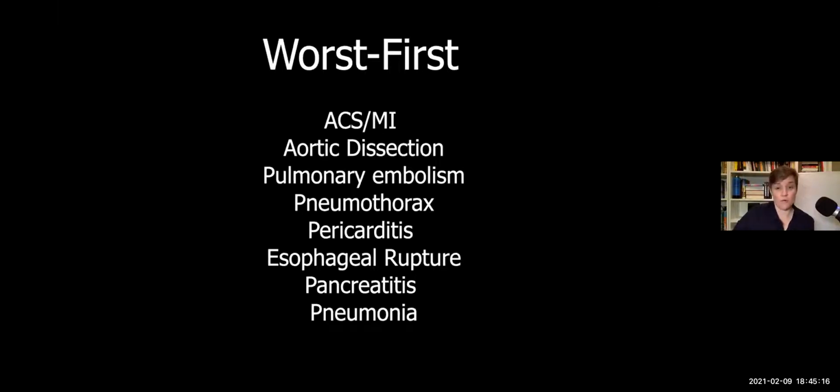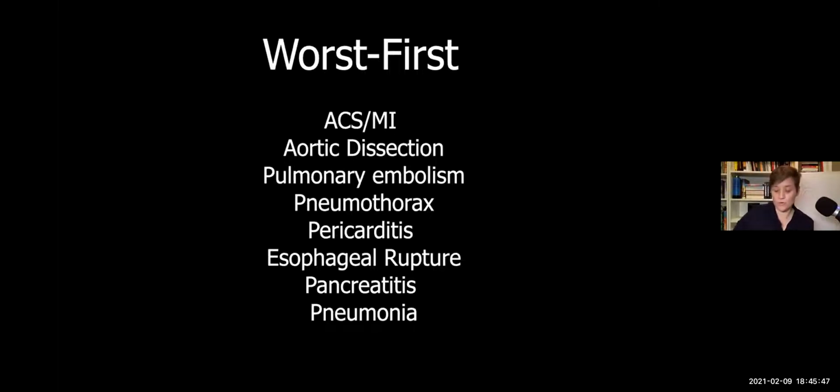A pneumothorax, pericarditis, esophageal rupture, pancreatitis, which isn't in the chest at all, it's in the abdomen, and pneumonia. All of these things are incredibly time sensitive, incredibly life-threatening, and all cause chest pain. And it's really our job to screen every patient to make sure it is not that.